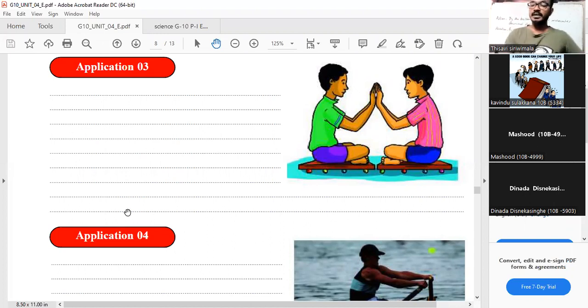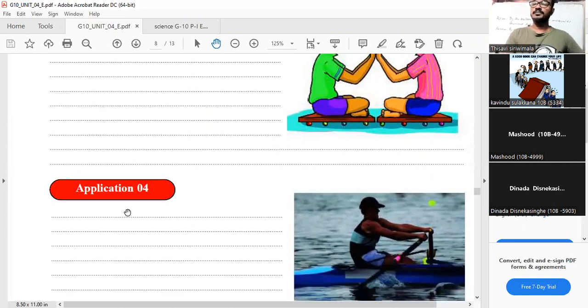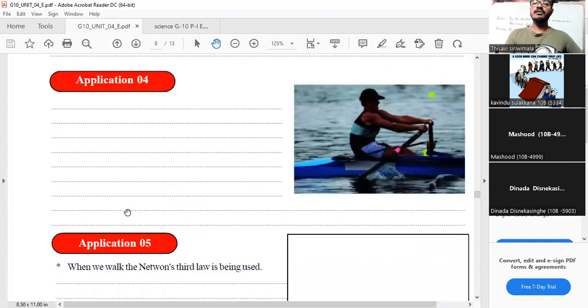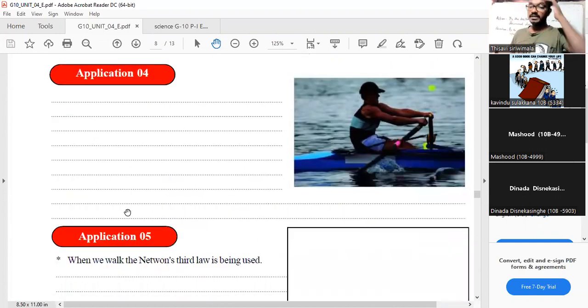All right. Now comes application 4. As I told you earlier, rowing a boat is again an application of Newton's third law. When you are rowing a boat, we put the oar into the water and push backward. So the action is by the oar on the water backward. Then the reaction is by the water on the oar in the forward direction.